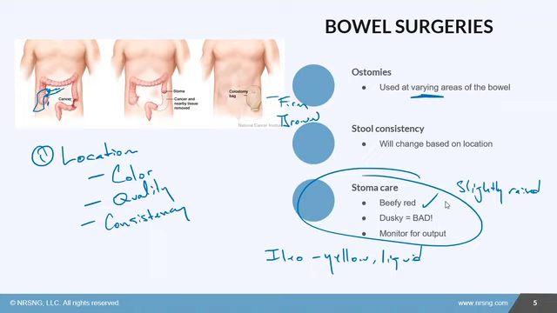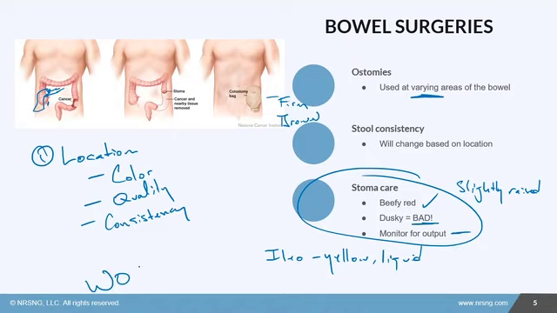The other thing is if it looks dusky, that is a bad sign. It shouldn't be dusky. It should be beefy red. It shouldn't be blue. If it's dusky or blue, then that means the tissue is not getting the right perfusion. So we need to call the provider and get them to check it out. You also want to monitor for output and regularity, and start talking to your patients about the stoma care. This is where you start introducing these concepts. If they know about them early, then they can have better outcomes.